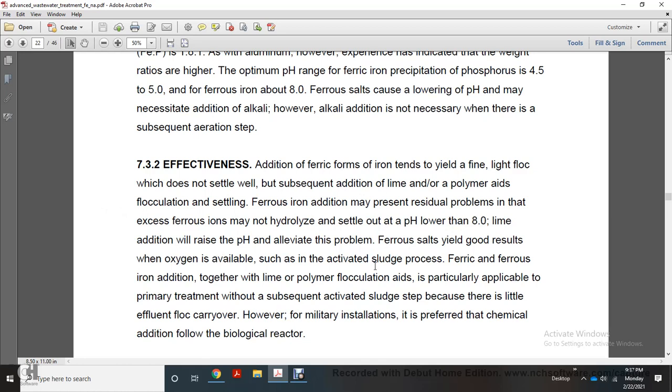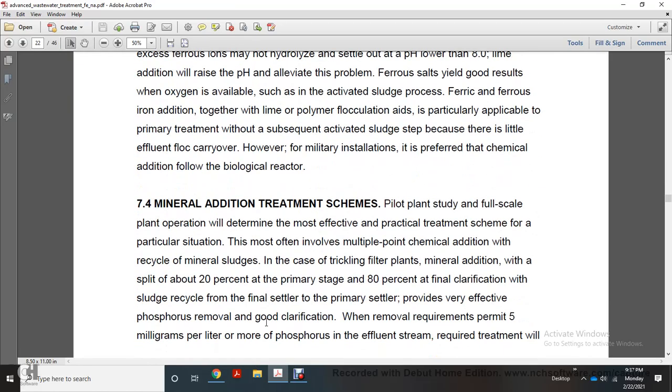The oxygen available to such an activated sludge process. Ferric and ferrous iron added together, with lime and polymer flocculation aids. For particular application in the primary treatment ahead of a subsequent activated sludge step, because there is little effluent flow carryover, the milder insulation is preferred with the chemical addition flow for the biological reactor.